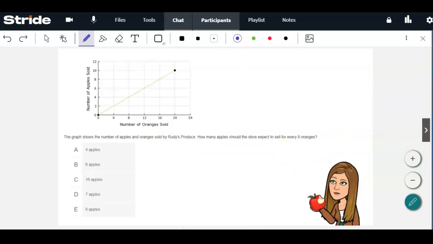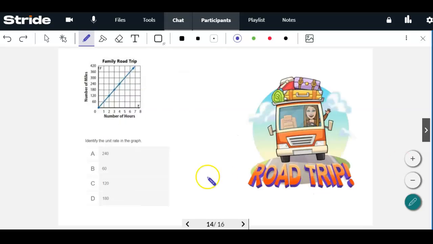All right, so let me just do one more real quick. You can pause this and try this one. Let's do this last one together. So identify the unit rate of the graph. Remember, your unit rate is the rate of change. Same thing, y over x. Take any point. We can do this one right here. That's simple, 60 over 1. So the unit rate is 60. They go 60 miles per hour.